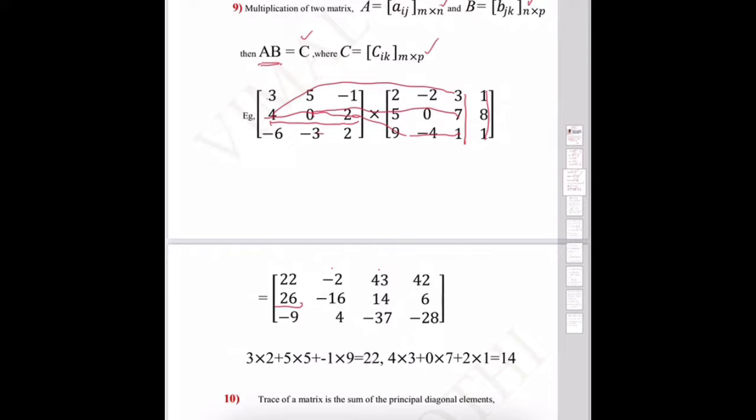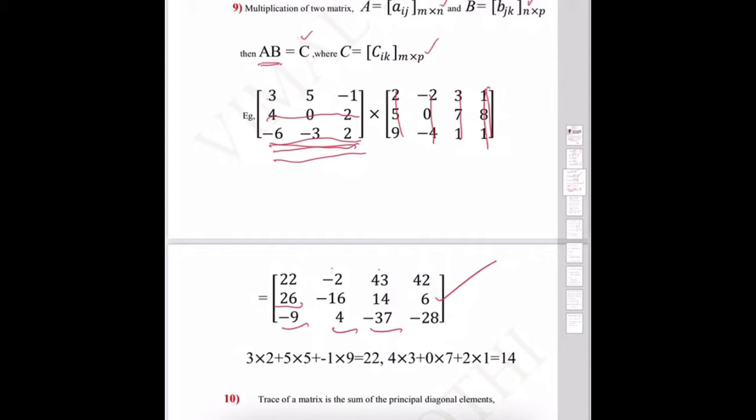Then, next, second row multiplied by fourth element, we get second row, fourth element. Then third row multiplied by first element, we get third row, first element. Then third row multiplied by second element, we get third row, second element. And third row multiplied by third element, we get third row, third element. And third row multiplied by fourth column, we get third row, fourth element. That is, this is equal to C. This is A into B equal to C.